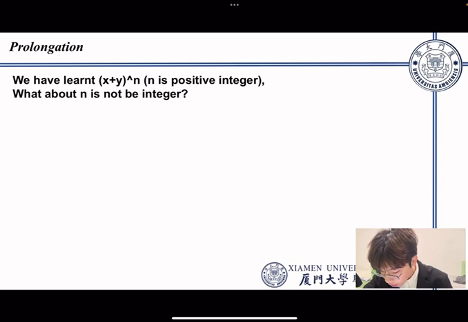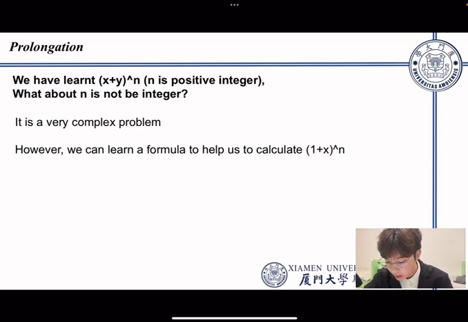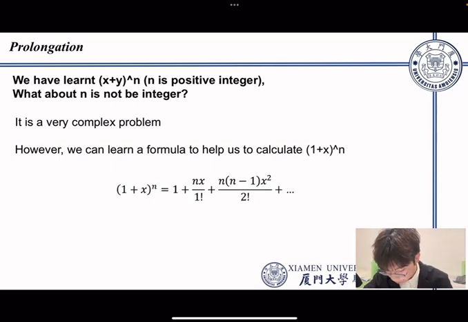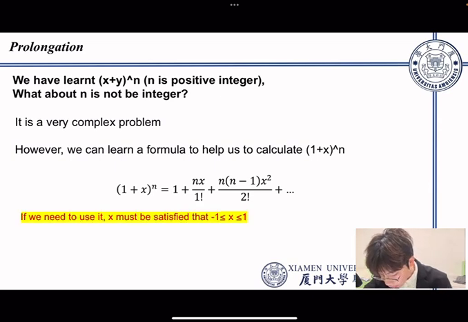Now, we have learned x plus y to the n power, where n is a positive integer. What about when n is not a positive integer? It is a very complex problem. However, we can learn a formula to help us calculate 1 plus x to the n power. It's this formula. If we need to use it, x must satisfy that minus 1 is smaller than or equal to x, and x is smaller than or equal to 1.